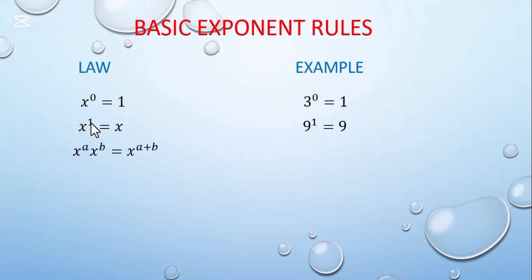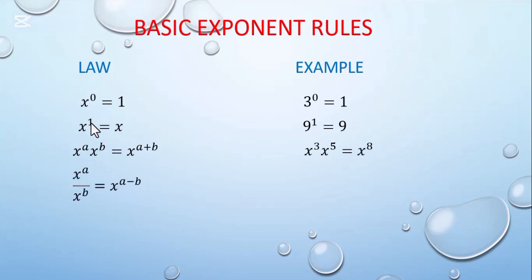Then the third rule is also known as the product rule. Whenever the bases are the same and you are multiplying them, it means you add the powers. This is the product rule. So I have x to the power of a times x to the power of b. Since the two bases are the same, I will pick one, which is x, then I will add the powers, which are a plus b. The example that we give is x to the power of 3 multiplied by x to the power of 5. Then we have x to the power of 3 plus 5, which should give us 8.